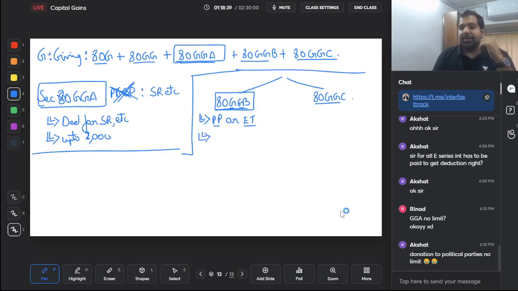Guys, political parties have a lot of cash already. You know them. They are infamous for having a lot of black money. So no cash. Yes, no cash to them.